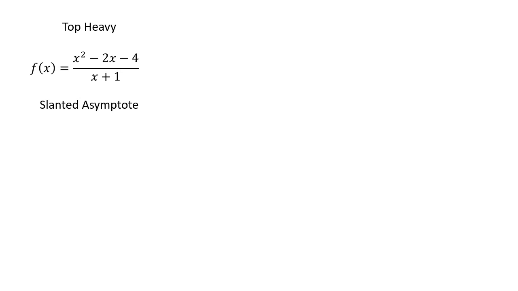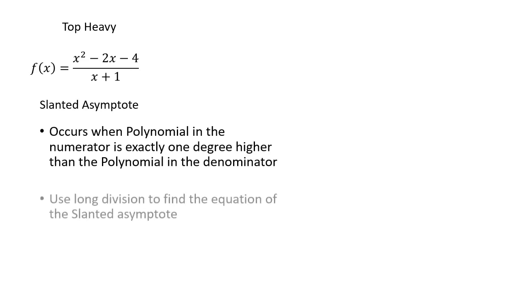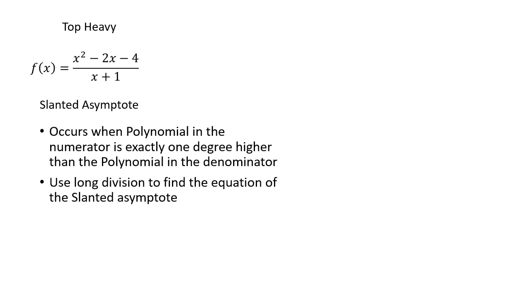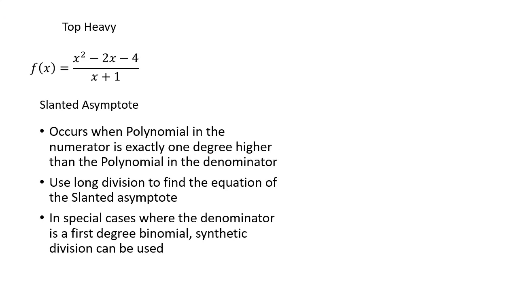For the slanted asymptote, we're going to have to use division. It occurs when the polynomial in the numerator is exactly 1 degree higher than the polynomial in the denominator. Use long division to find the equation of the slanted asymptote. But in special cases where the denominator is a first degree binomial, meaning you just have x plus something or x minus something, you can use synthetic division.